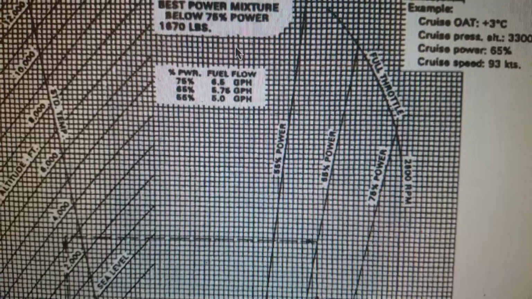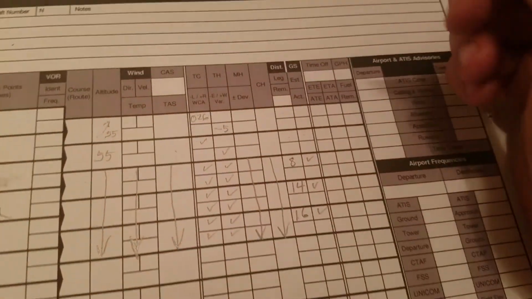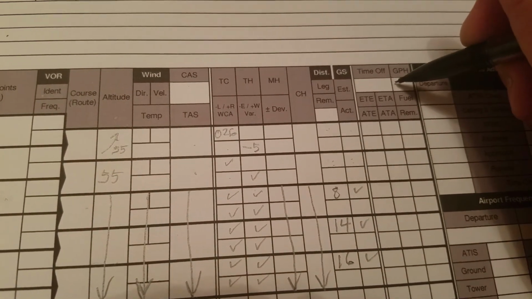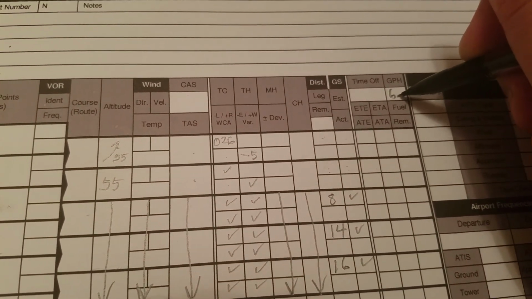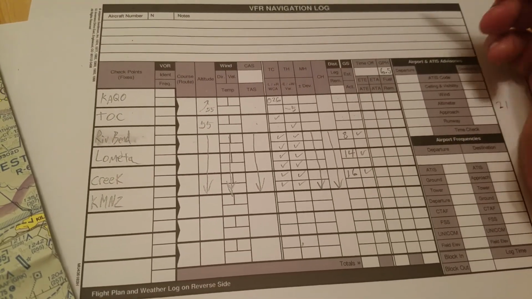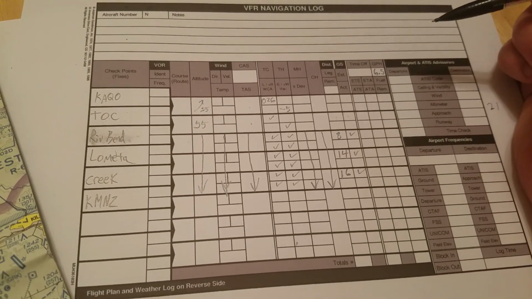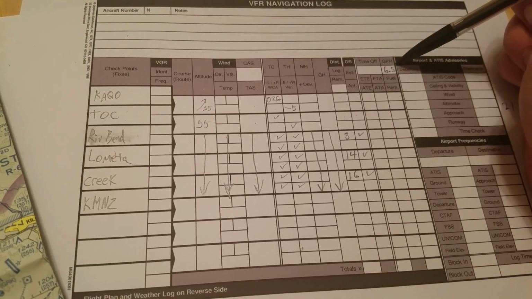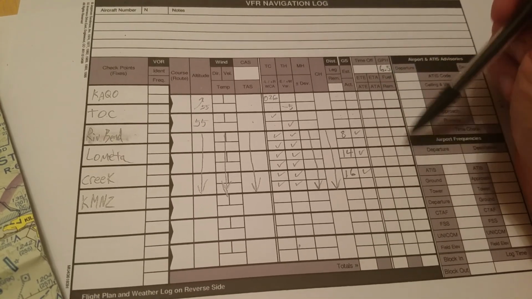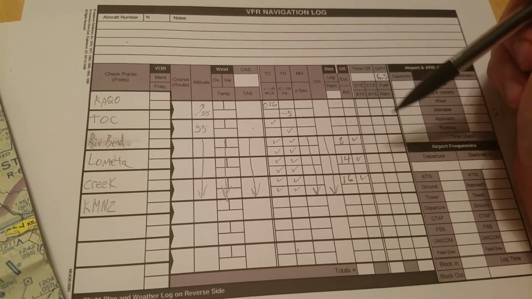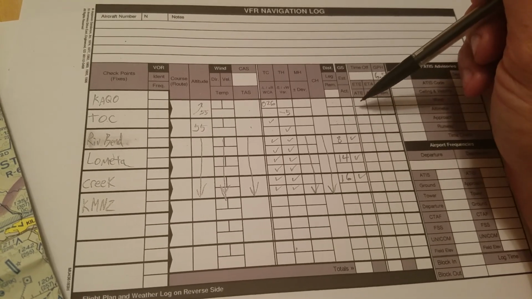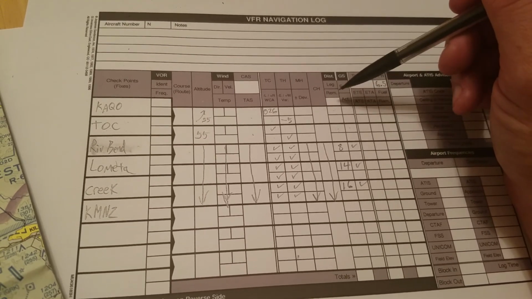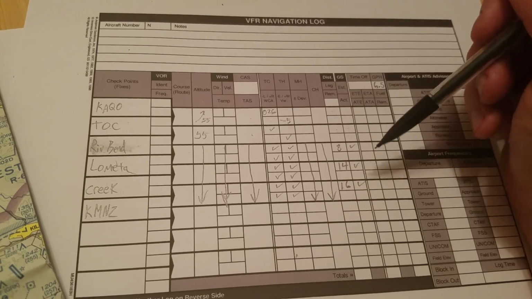So at 75% power, we get 6.5 gallons per hour burned. So that's what I'm going to put. Everything's yellow for a second. Okay. So I'm going to go ahead and put 6.5 in here. And even if we don't get 75% power, we know we're not going to burn more than 6.5 gallons per hour. And then I'm going to use this to calculate all our fuel in this column here. Our fuel is going to be based on our ETAs and all that other stuff.